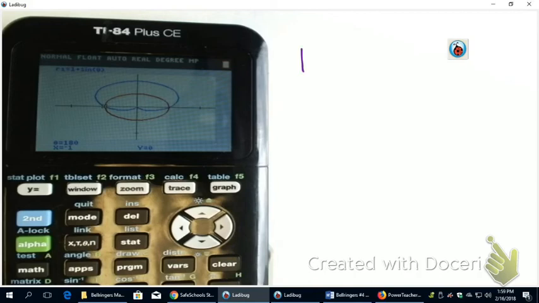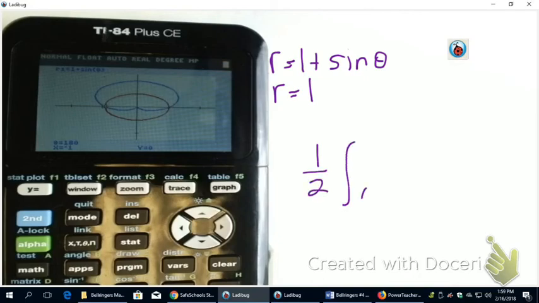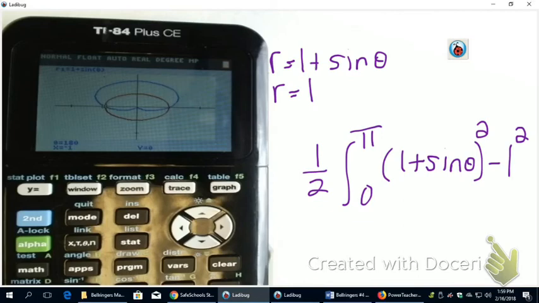So the blue was 1 plus sine of theta, and the red was 1, so it would be 1/2 integral from 0 to pi of (1 plus sine of theta) squared minus 1 squared. That one was a little easier because all you had to do was just the blue minus the red, and the intersections were nice, and you just had to do that whole entire thing.